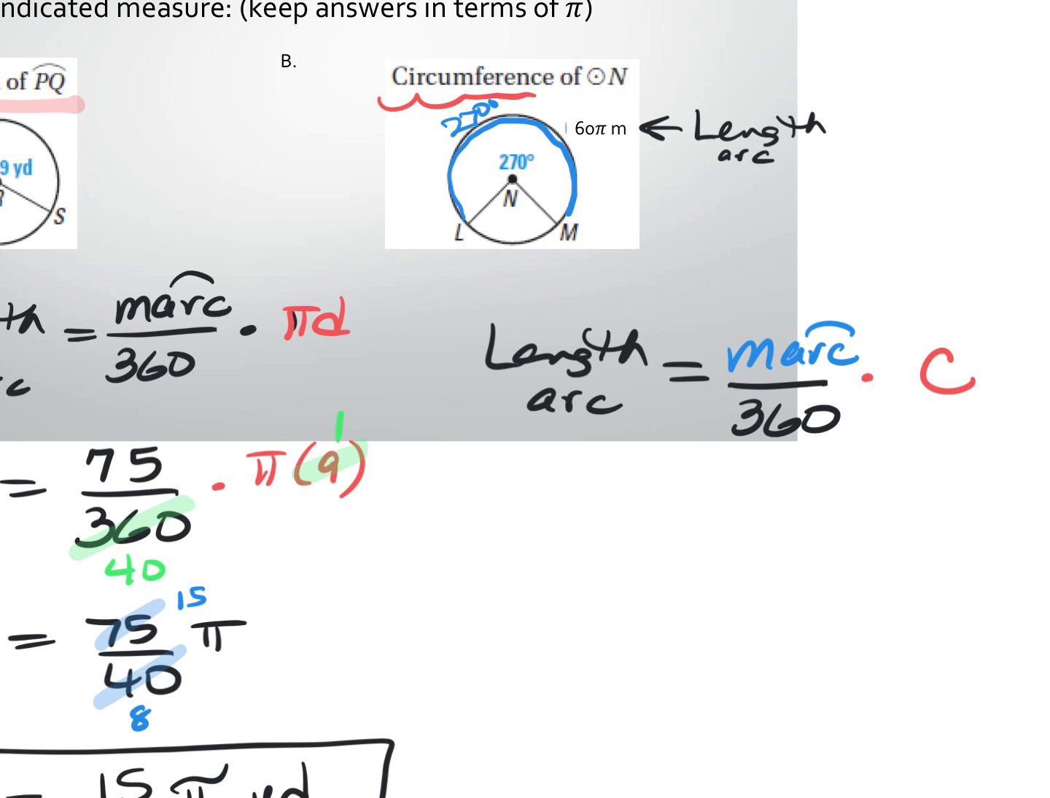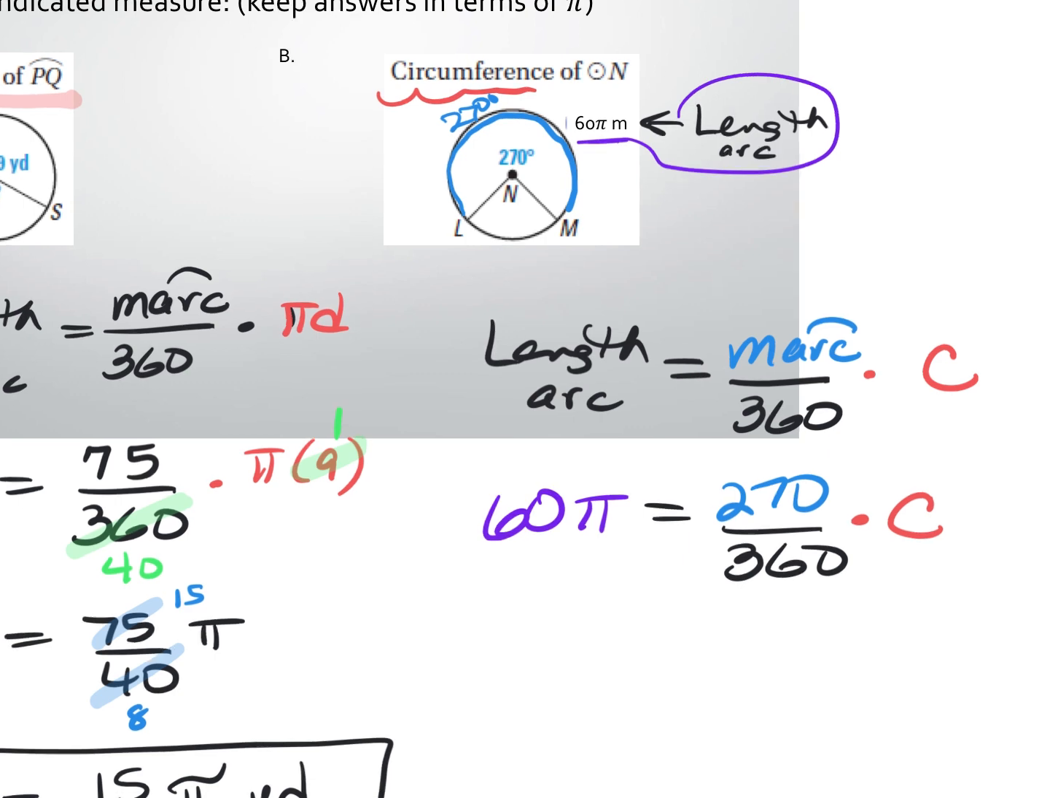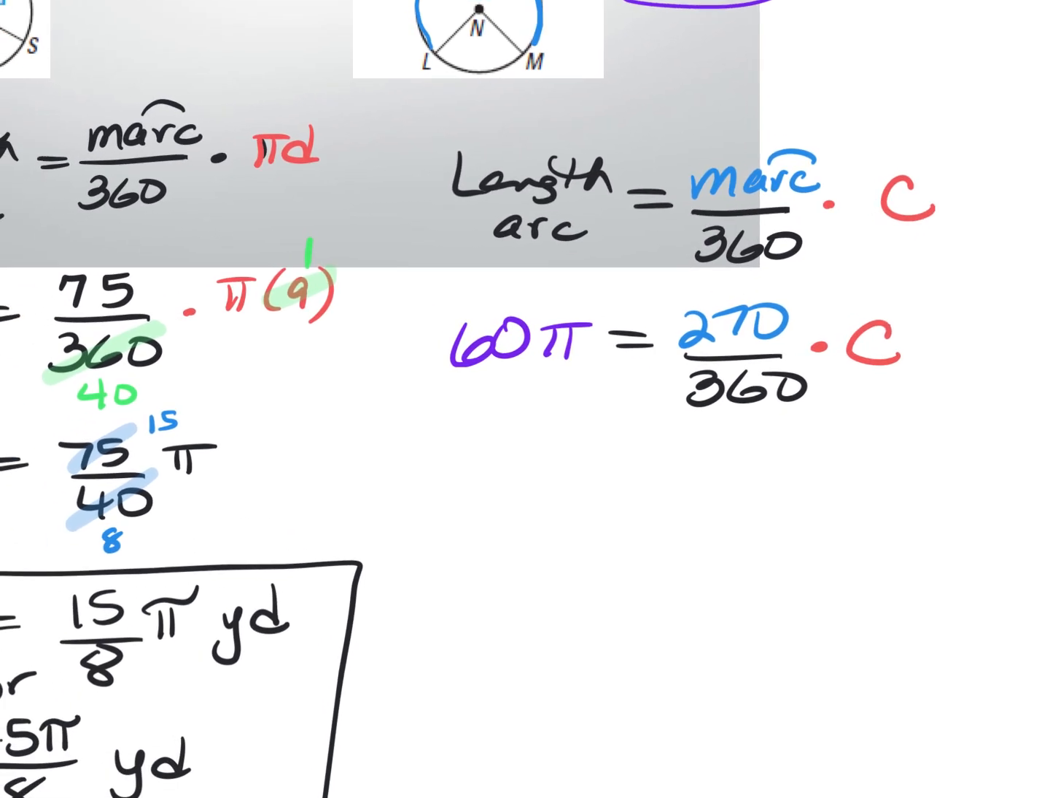So my length of arc is the 60 pi. The measure of my arc is 270. And I don't know the circumference. This is what I'm solving for. Notice the instructions say leave it in terms of pi, so I'm going to need to simplify my fractions here. The first thing I always look for is whenever I have a 0 in the numerator and the denominator of my fraction, I can get rid of the zeros by dividing by 10.